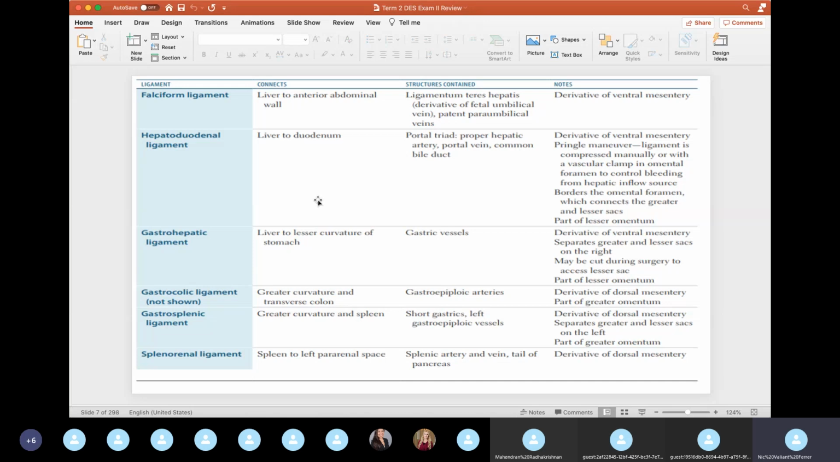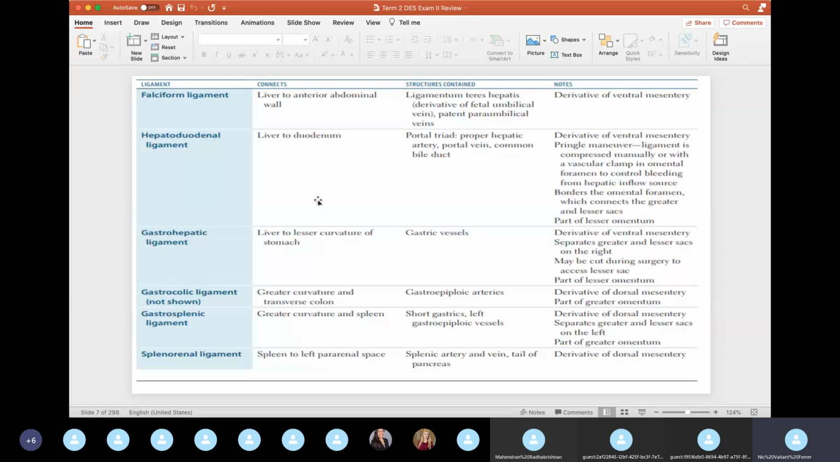Next, the ligaments. There's a lot of ligaments, but I'm only going to focus on the high yield stuff. So the falciform ligament connects the liver to the anterior abdominal wall. What's high yield here is that it contains the ligamentum teres hepatis, which is a derivative of your fetal umbilical vein, which is derived from your ventral mesentery.